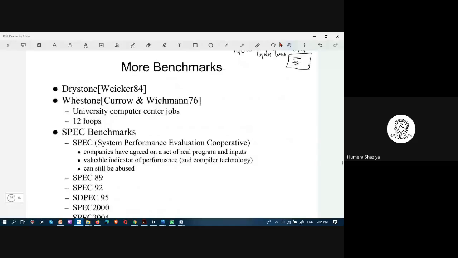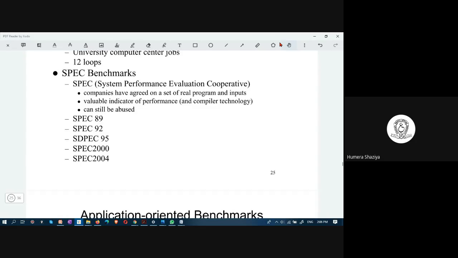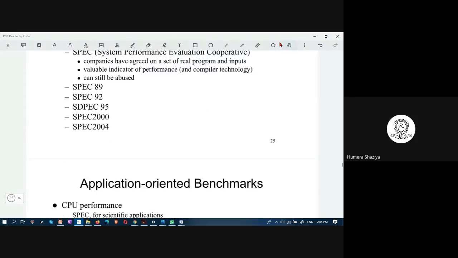All right, more benchmarks. These are the benchmarks that have been named Dhrystone and Whetstone, by Curnow and Wichmann. These are their authors. These have been created in university computer center loop jobs by using 12 loops. SPEC benchmark. SPEC stands for System Performance Evaluation Cooperative. This SPEC benchmark has different versions: 89, 92, 95, 2000, 2004. These are also some of the benchmarks that have been created. When you go to their website, you can find these benchmarks.